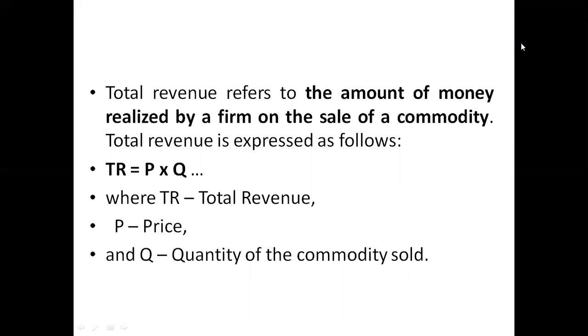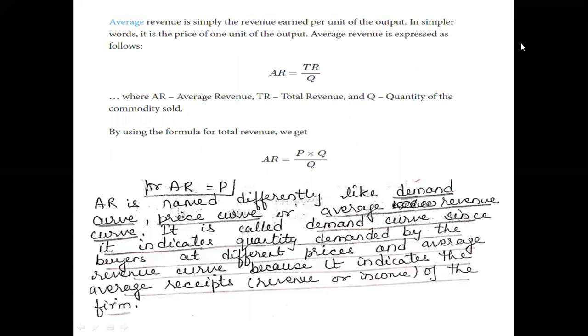So what is total revenue? That is the amount of the money realized by a firm on the sale of a commodity. Total revenue is equal to price multiplied by the quantity of the commodity sold. Then the average revenue is the revenue earned per unit of the output. That is, average revenue is equal to total revenue divided by the quantity of the commodity sold.